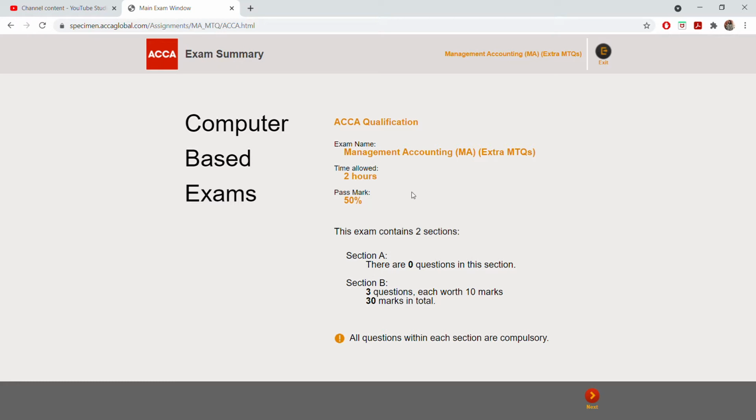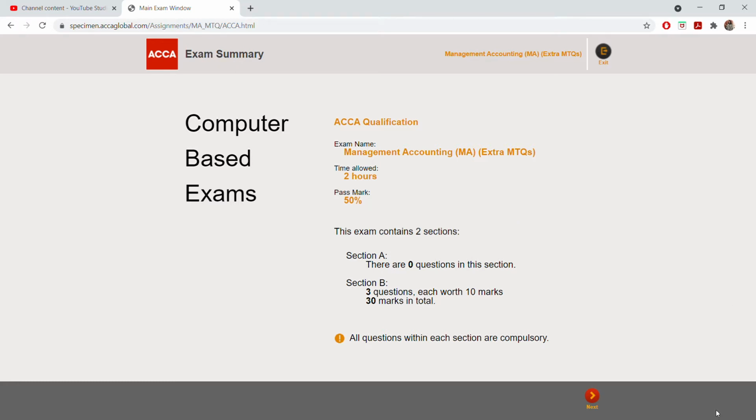So till now I have done the CBE specimen paper for the first three papers F1, F2 and F3, that is known as business and technology, management accounting and financial accounting. Financial accounting I haven't done yet. These are some extra questions for management accounting which will help management accounting students. Here we have 3 questions from section B, that's it. So let us go.